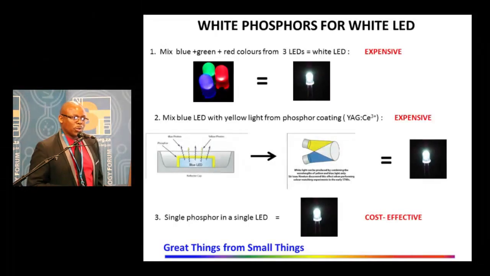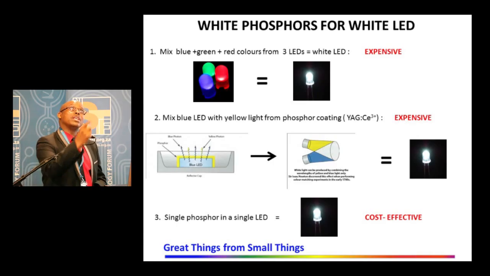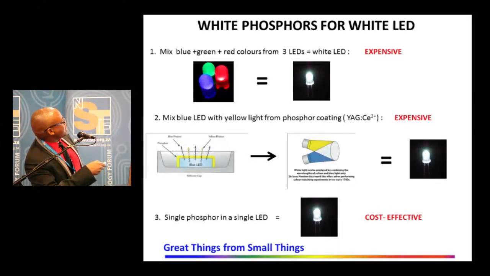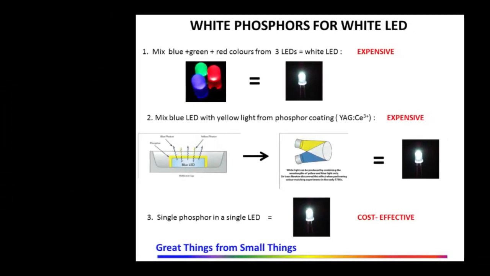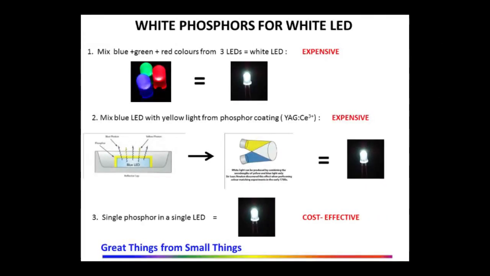So I want to take you through the LED lighting, which I think today we are trying to replace these lights with the LED lights. Remember, we have what we call a three-color system, where we combine red, green, and blue light in order to get white light. The problem with this is that it is expensive. So the second generation, we still use phosphors, but in this case we mix blue LED with a yellow light from phosphor coatings, and then we still get red light. So this has reduced the cost, but it's still expensive.